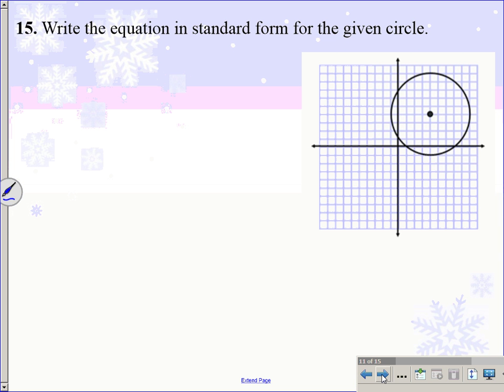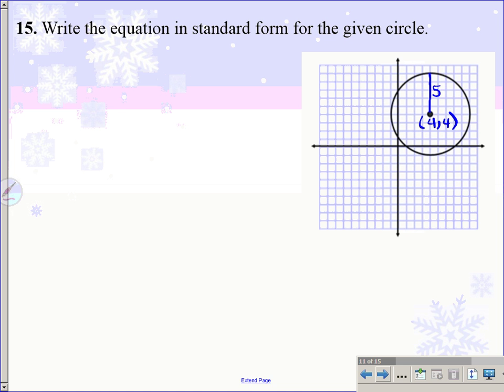On number 15, it says write the equation in standard form for the given circle. So the first thing I like to do is quickly write out what the center and radius are. So the center is at the point 4, 4. And our radius is 5.